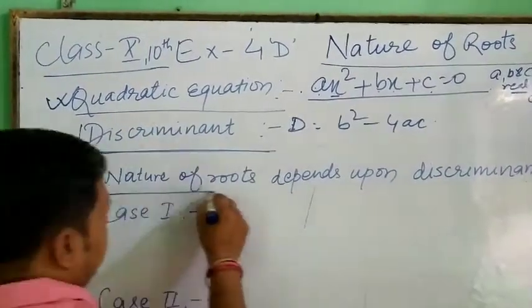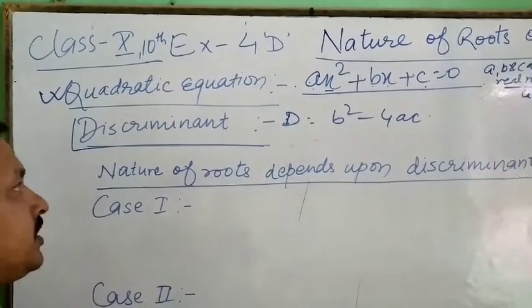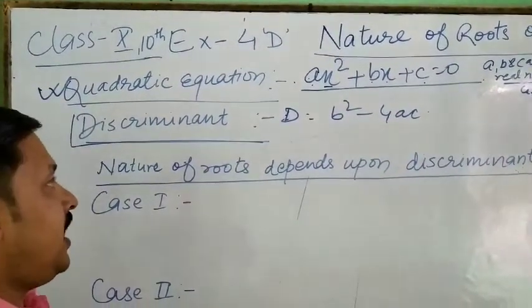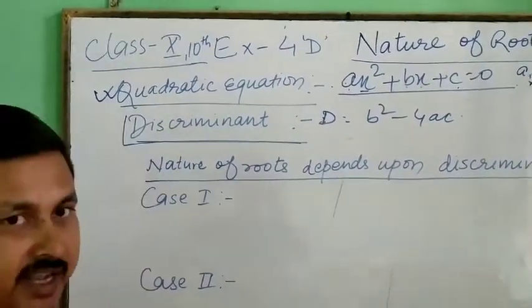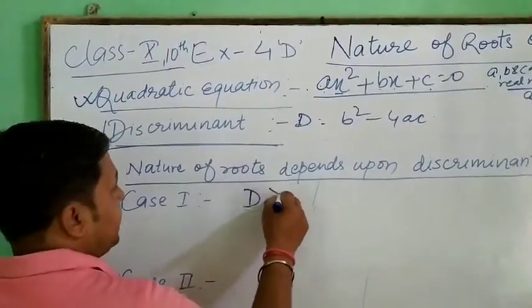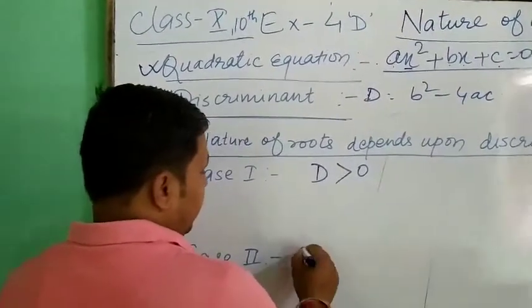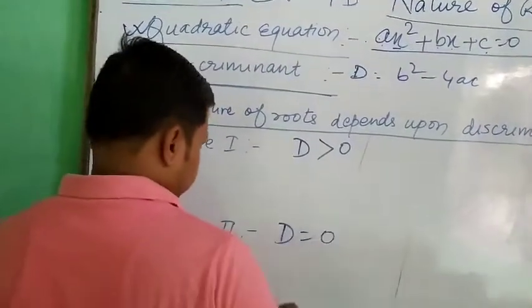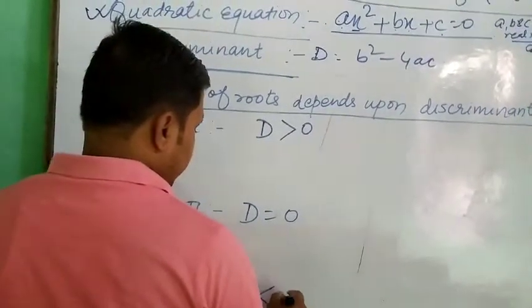Nature of roots depends upon the discriminant. That means it has three cases: when D is greater than 0, D is equal to 0, and D is less than 0.